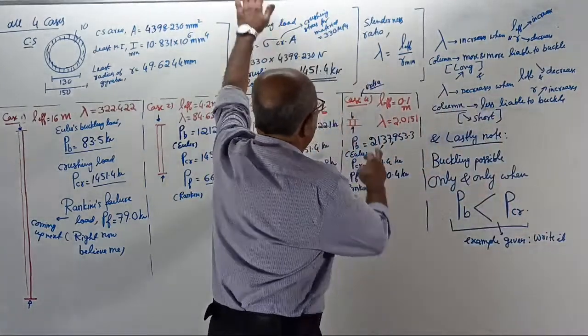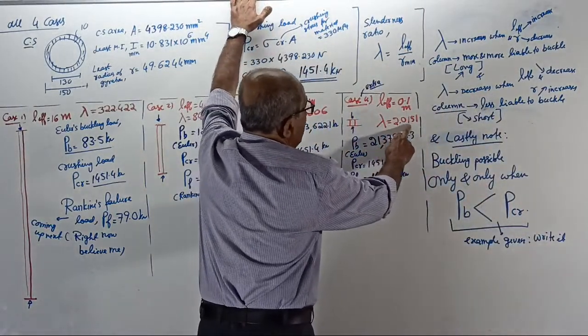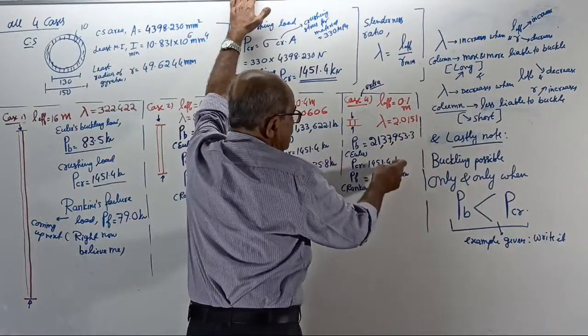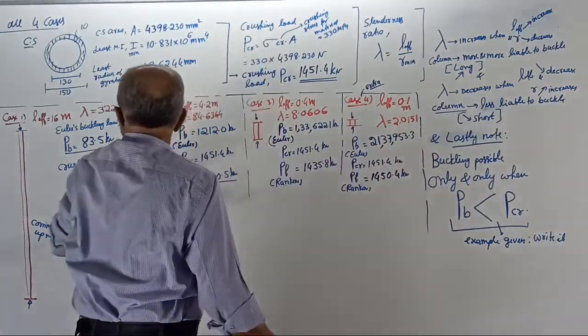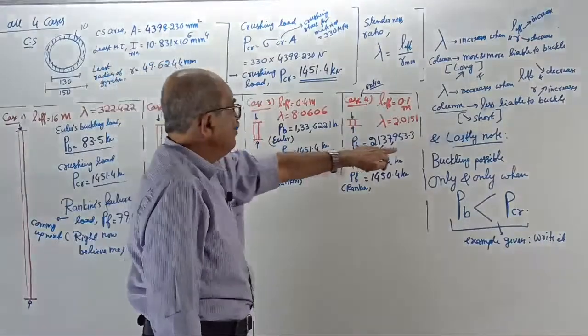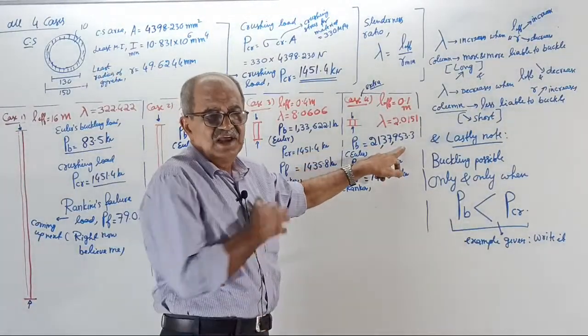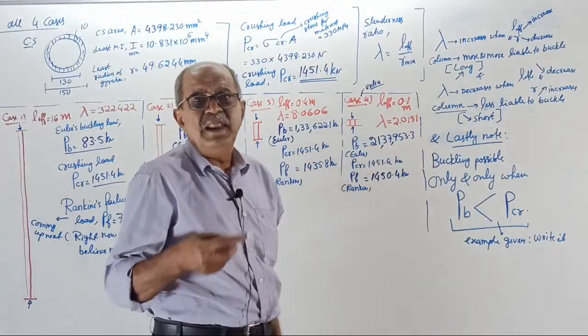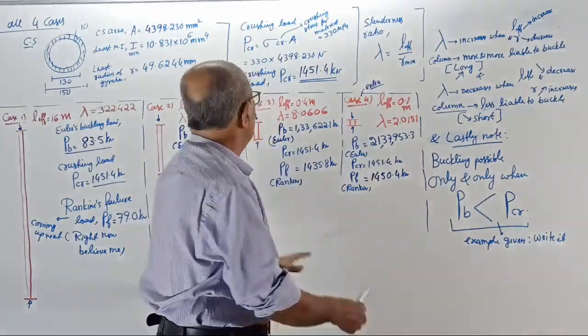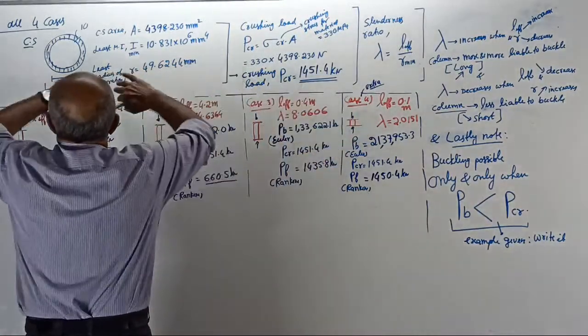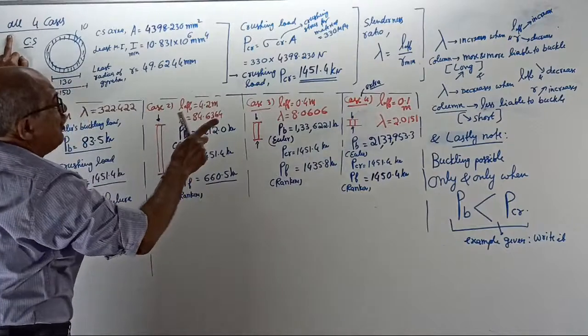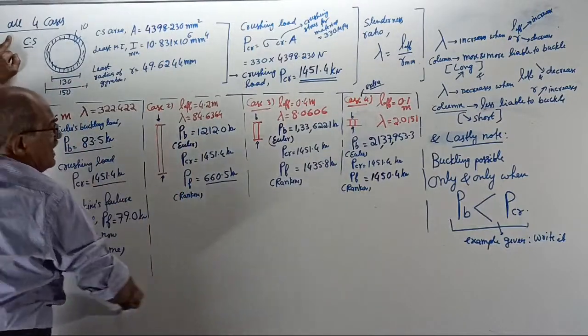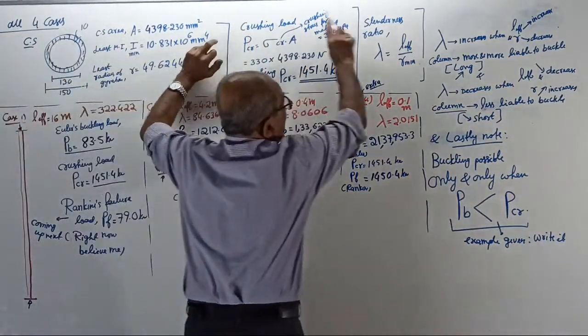Anyway, one extra. See, I have written here, lambda will come 2.0151. This you calculate. See, you know how to calculate all. You calculate this one extra. Just I want to make ready for Rankine's formula. Okay, now, leave this one. Upper side is for all the 4 cases. This is the particular case. This is common for all.